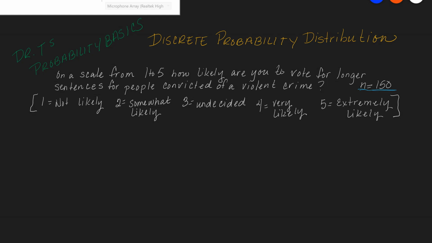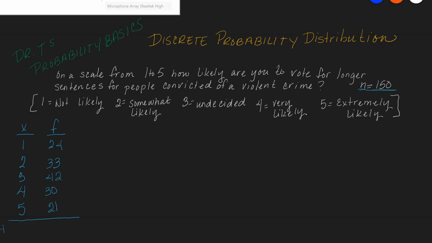All right, so of our 150 people, we go through and count up how many folks answered 1, 2, 3, 4, or 5. And here's what we found. 24 said not likely. 33 said somewhat likely. 42 responded undecided. 30 responded very likely. And 21 responded extremely likely.